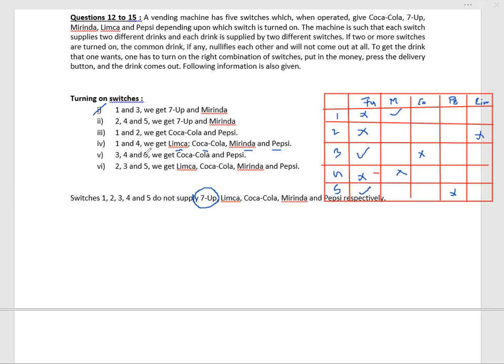With 3, 4 and 5, we are getting Coke and Pepsi. 1 out of 3 or 4 giving us Pepsi because 5 is not giving us Pepsi. So maybe 5 is giving us Coke. 2, 4, 5: 7 Up, Mirinda. 5 is giving us 7 Up. Something among 2 or 4 giving us Mirinda. 4 not giving us Mirinda, so 2 giving us Mirinda.